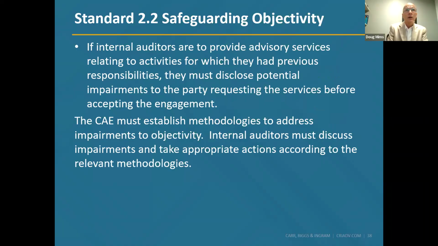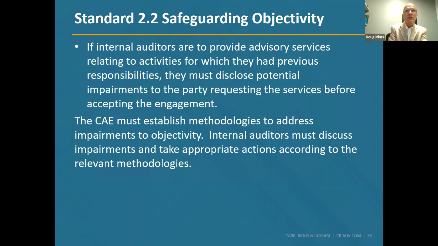Okay. Continuing on with Standard 2.2, if auditors are to provide advisory services relating to activities for which they had previous responsibilities, they must disclose potential impairments to the party requesting the services before accepting the engagement. So this is talking about when you're performing consulting services, but you used to own this process, then you need to disclose that and it needs to be evaluated.